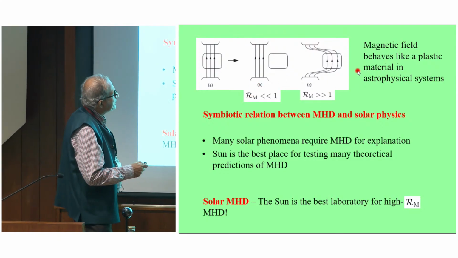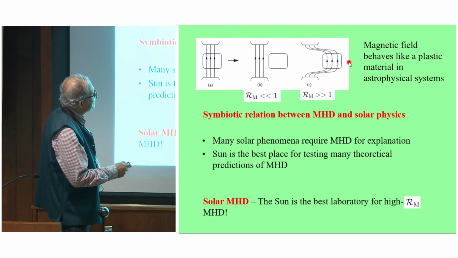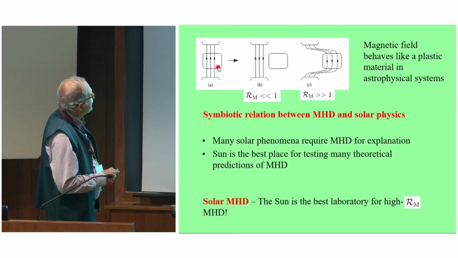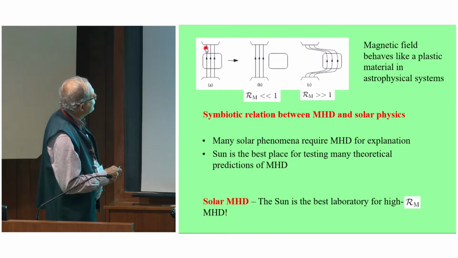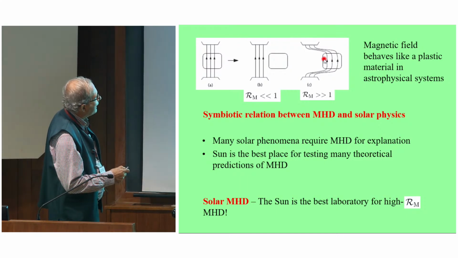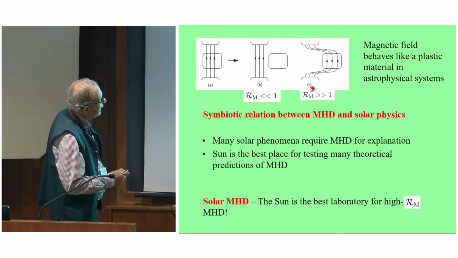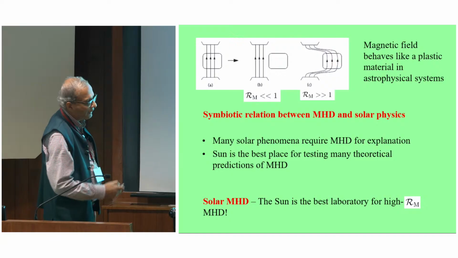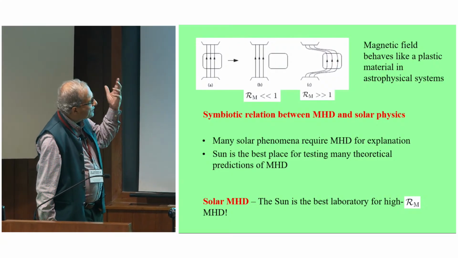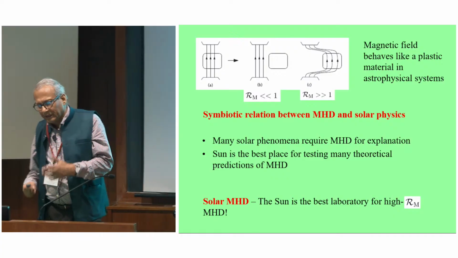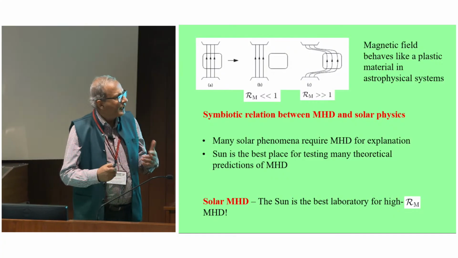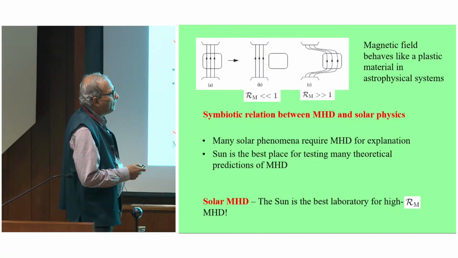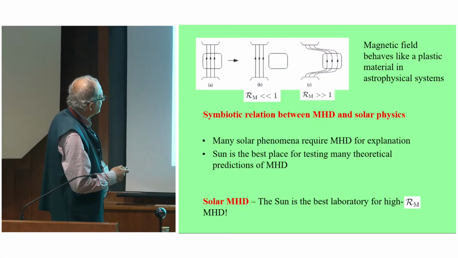But in the astrophysical situation where the magnetic Reynolds number is much larger than 1, Alfvén's theorem has to hold. Whatever magnetic flux was passing through this region, the same magnetic flux has to pass through this region, and that can happen only if the magnetic field lines take up this kind of configuration. So in this situation of high magnetic Reynolds number, the magnetic field almost behaves like a plastic material. This magnetic field can be bent and twisted by suitable kinds of plasma motions.